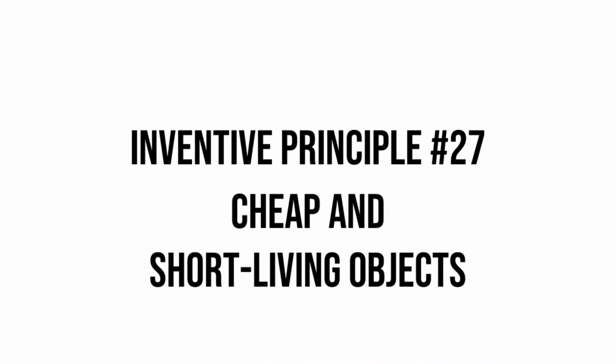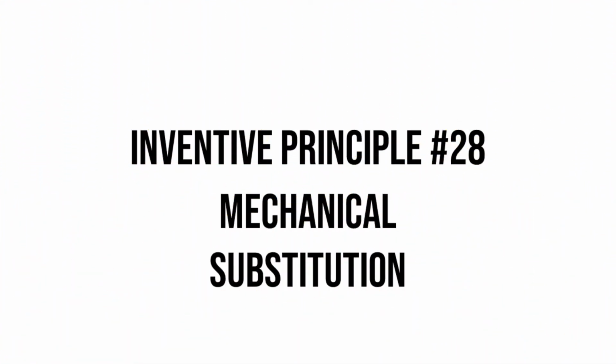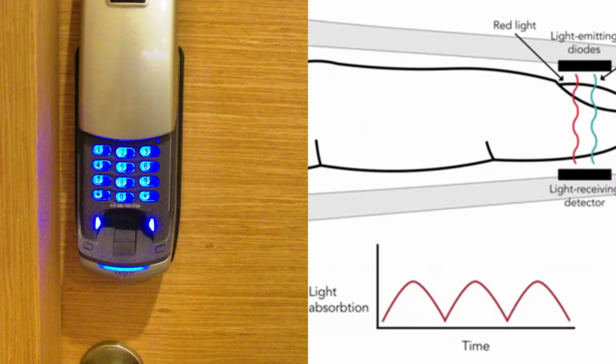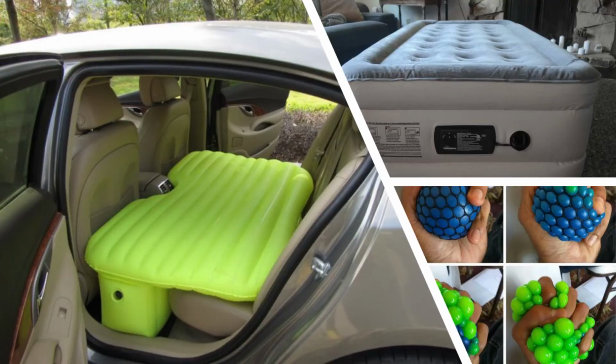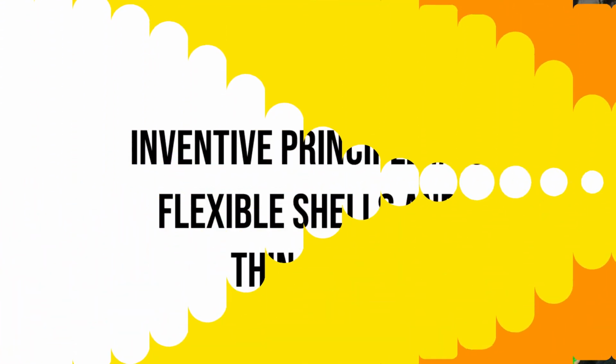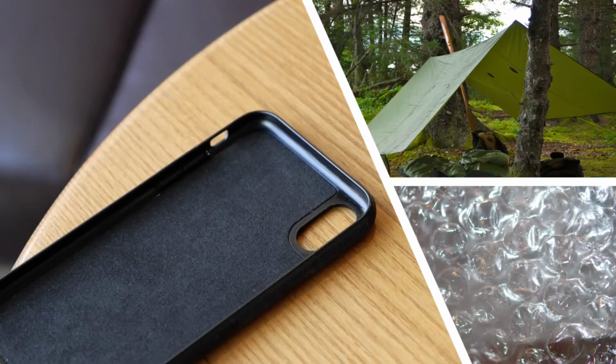Cheap short-living object. Use cheap or disposable objects. Mechanical substitution. Replace mechanical means. Pneumatics and hydraulics. Use gas or liquid instead of solid parts of objects. Flexible membrane or thin film. Use objects with flexible shells or thin membranes.